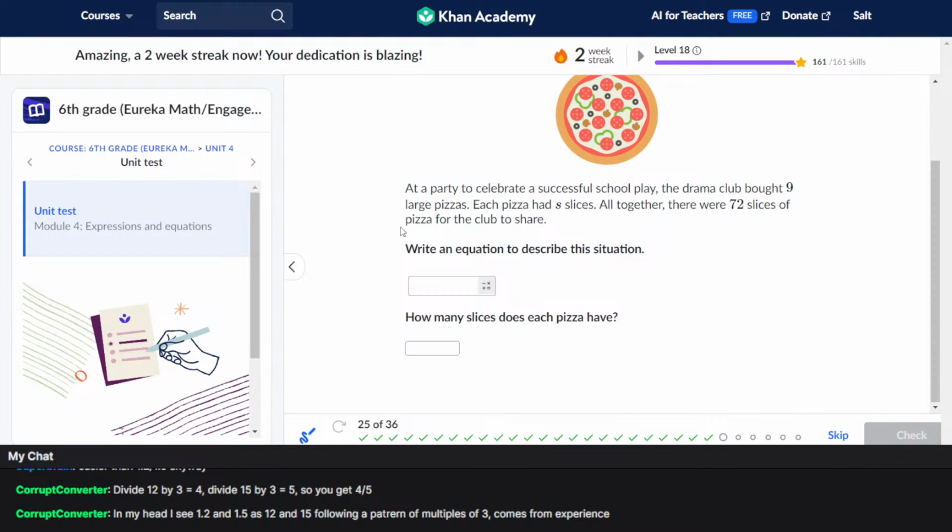Java Club bought 9 large pizzas. Each pizza had S slices. Altogether, there were 72 slices of pizza. Yay. Minus. I wonder if he'll take this. I wonder if S has to be by itself for them to accept it as the right answer.